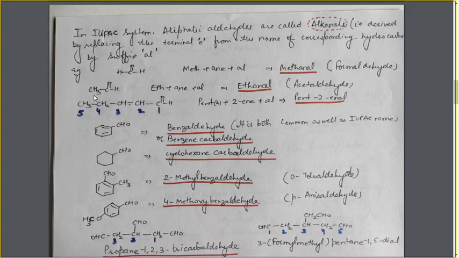In case of this aldehyde with 2 carbon atom, for 2 carbon, the root word is eth, saturated carbon, ane, and al for aldehyde group, the name becomes ethanal, and its common name is acetaldehyde.